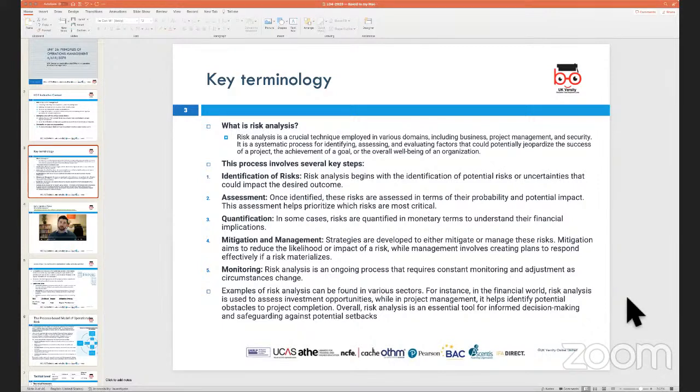Then at some stage you look at assessment, which means you'll be looking at probability and what could be the potential impact if it goes unnoticed or unresolved, or if we don't take any action against it. Then what could be the potential impact on the output? Then we look at quantification.